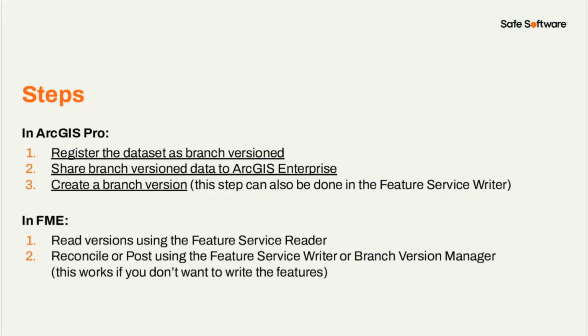In FME, you can use the feature service reader to read in your various versions. And then you can reconcile or post the different versions using either the feature service writer or the branch version manager. You'll want to use the branch version manager if you're trying to reconcile and post outside a writing session. And that's really where this comes in. Before, you would have to write your data and post and reconcile at the same time. But here you could choose to post or reconcile outside of that typical write session. So let's say you want to do that overnight, you could use the branch version manager to do so.